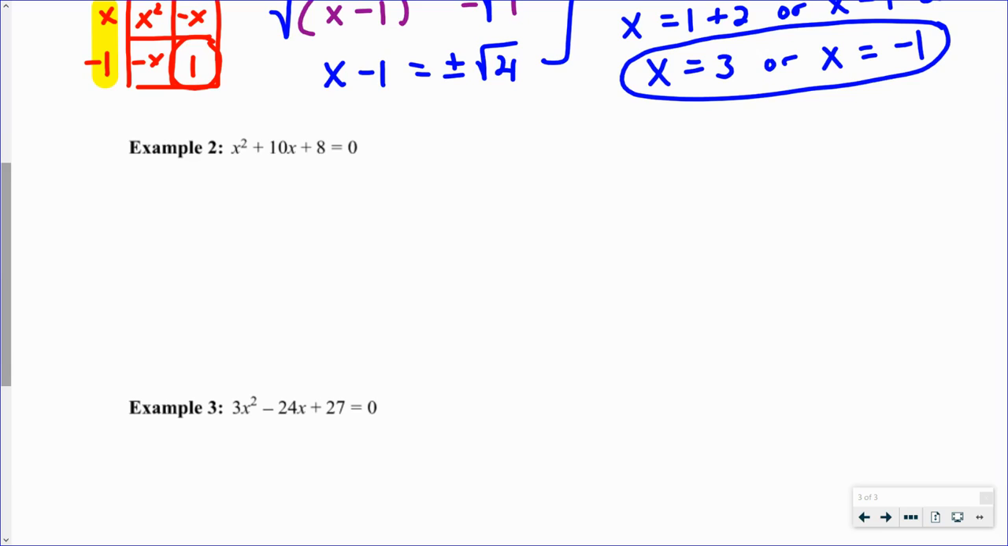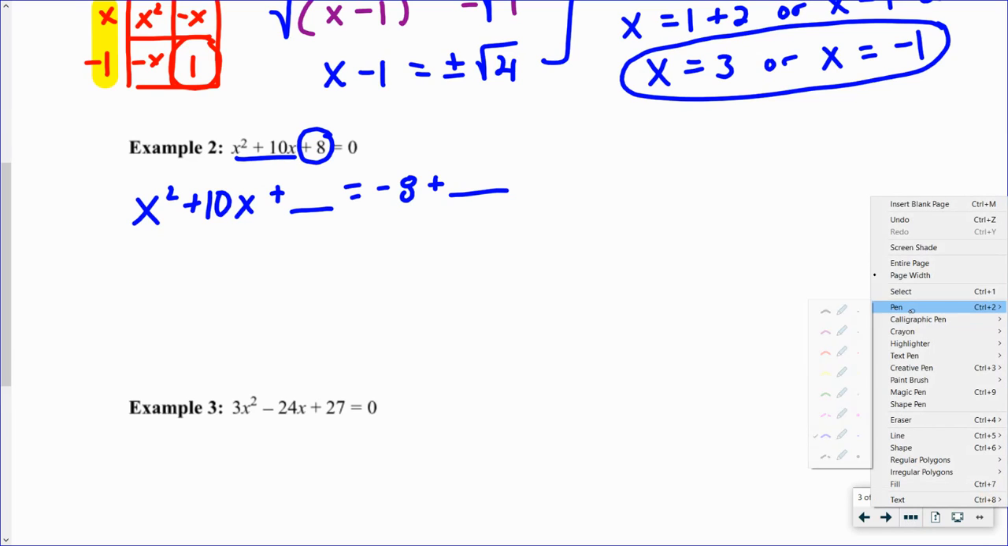The first thing that we want to do: the leading coefficient is equal to 1 here, so we don't have to worry about dividing both sides by any number. But what we want to do is move this constant term to the right-hand side of the equation and isolate the terms that contain variables. So x squared plus 10x, and I'm going to put plus some number, equals -8 plus some number. Again, we're looking for a number that's going to make that left-hand side a perfect square.